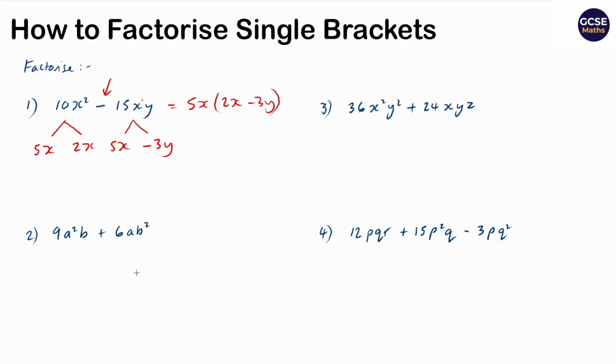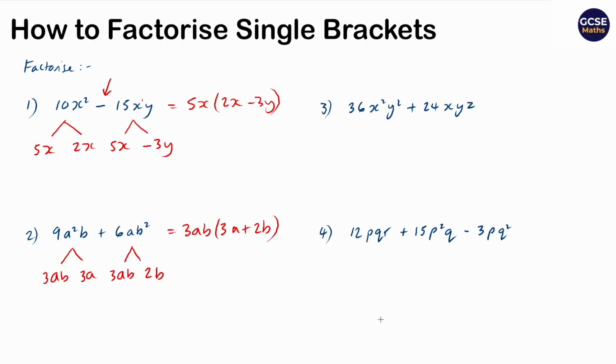Coming down to question 2, we can see that a and b are in both brackets. Now what we have to spot here is there are 2 a's here, so there has to be another a over this side, and there are 2 b's here, so there has to be a b over this side. Now looking at the numbers, we have got 3 in both 6 and 9. 3 times 3 is 9, and 3 times 2 is 6. So we can see we have 3ab outside of the bracket with a 3a plus a 2b inside the bracket.